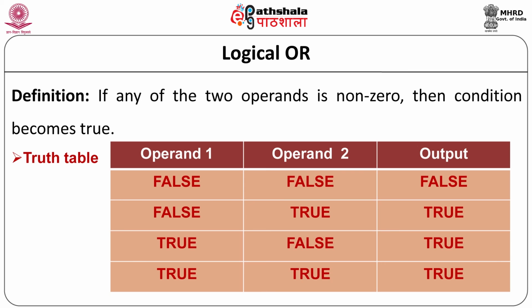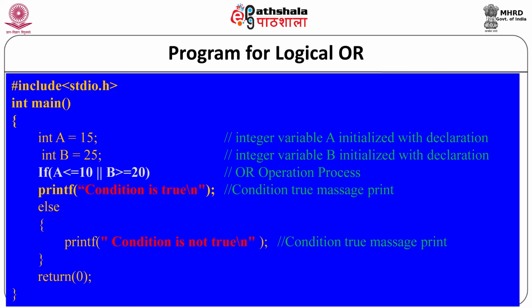It means when both operands are false, then the result is false. If any one of the operands is true, then the result is true. If anybody wants to use this kind of operator, he has to understand the truth table of that operator. Let us see a simple program on the logical OR operator.